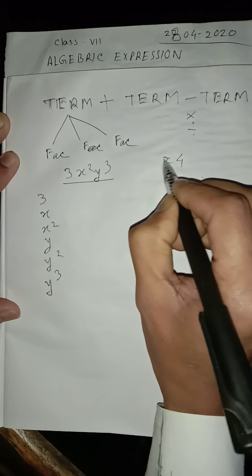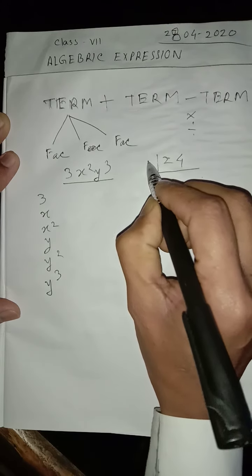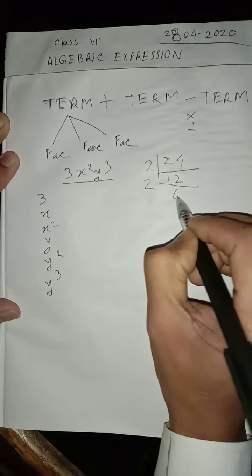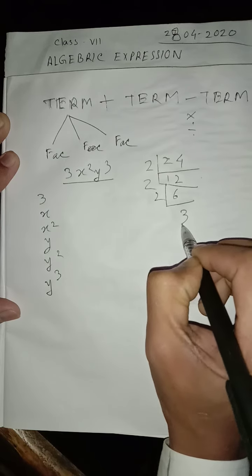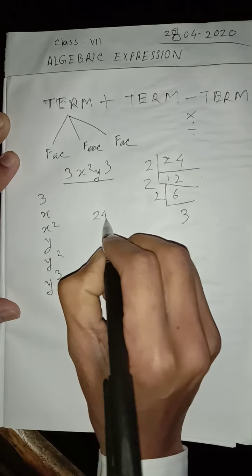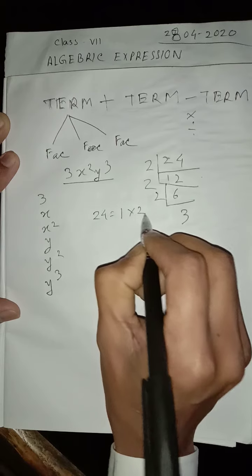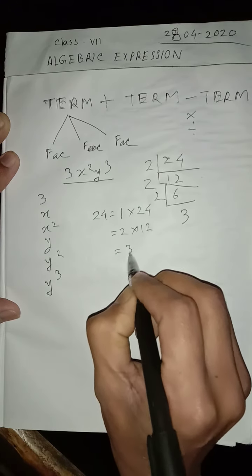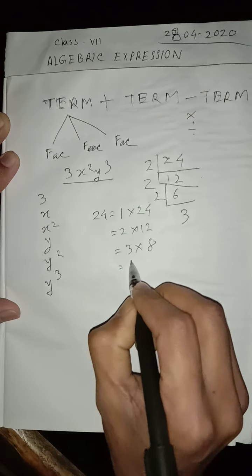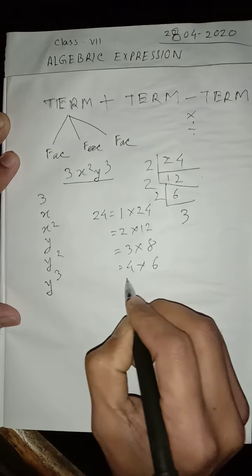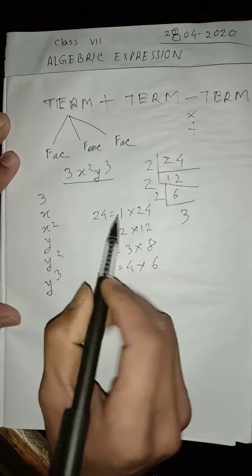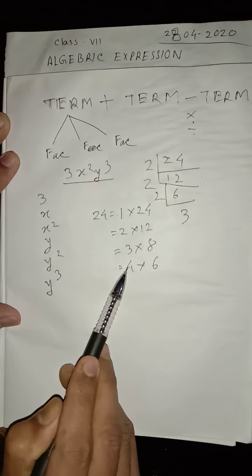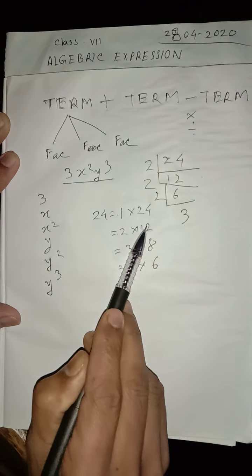You know that suppose 24 is a number, we can do prime factorization: 2, then again 2, again 2, 3. Now 24 can be written as 1 multiplied by 24, or 2 multiplied by 12, or 3 multiplied by 8, or 4 multiplied by 6, or 6 multiplied by 4. So, one factor, another factor, and so on.